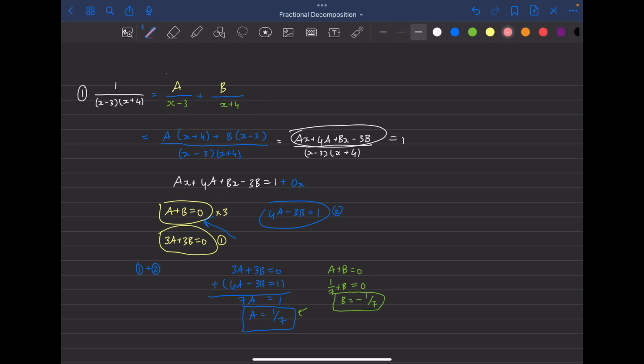But yeah, so we had two fractions. Now we know what a and b are, so let's plug them in. It's as easy as that. So since a is 1 over 7, we're going to get 1 over 7 all over x minus 3, plus b is negative 1 over 7. So we're going to get negative 1 over 7 over x plus 4.